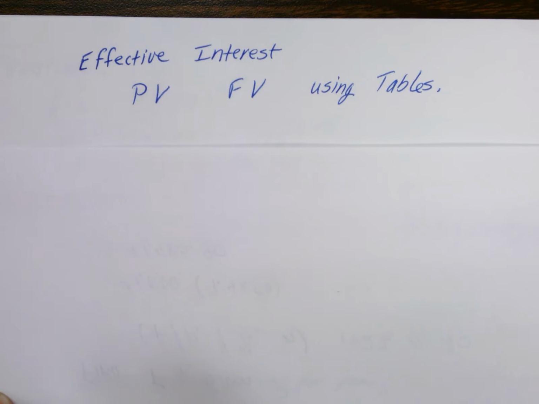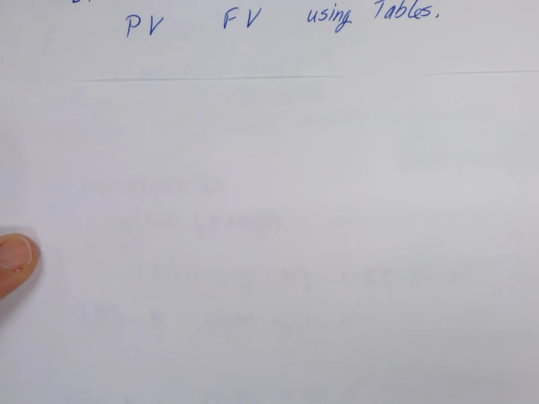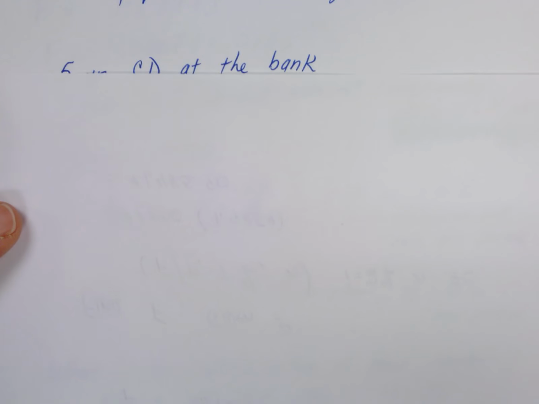Today we're going to compute effective interest, converting the present value of an investment to a future value using both the formula and the interest tables for effective interest rate, compounding interest more frequently than once per year. So let's look at an example. Then we'll use the equation and the interest table.